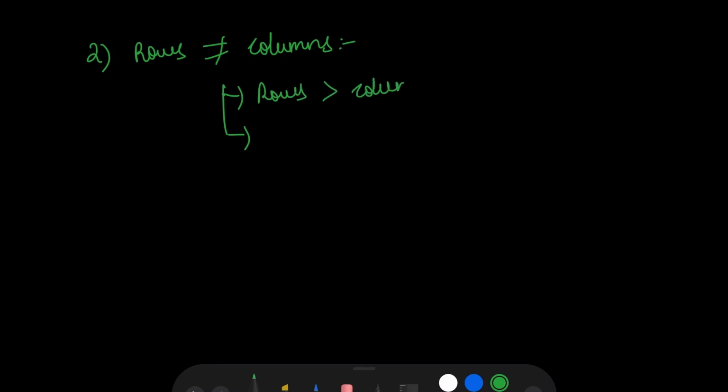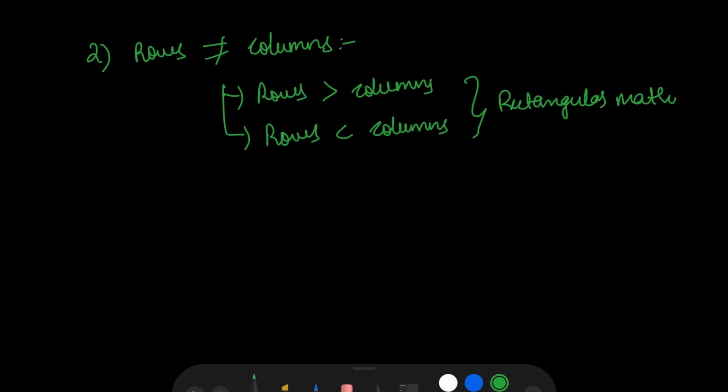So now let us talk about the second concept, that is when the number of rows is not equal to the number of columns. In this, two more types can be formed. The first one is when the number of rows is greater than the number of columns, and the second condition is when the number of rows is less than the number of columns. In both these types we end up forming rectangular matrices.